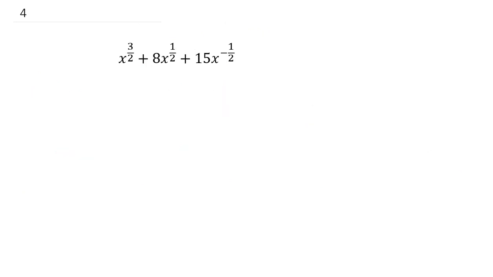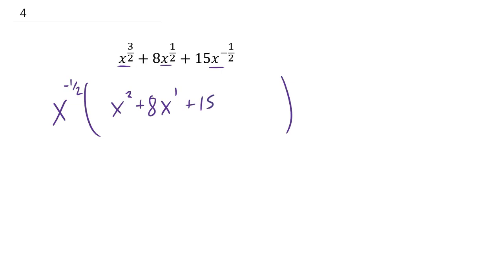Here I have, well, this one's even simpler. I have x in all three of these, so I'm going to take out x. The power I'm going to use on x is the lowest one, which is -1/2. So x to the 3 halves, 3 halves take away -1/2 makes 4 halves, plus 8, x to the 1/2 take away -1/2 makes 1, plus 15, x to the -1/2 take away x to the -1/2, it's just going to be x to the 0, so it's just plus 15.